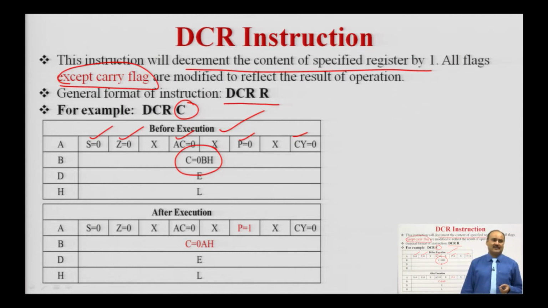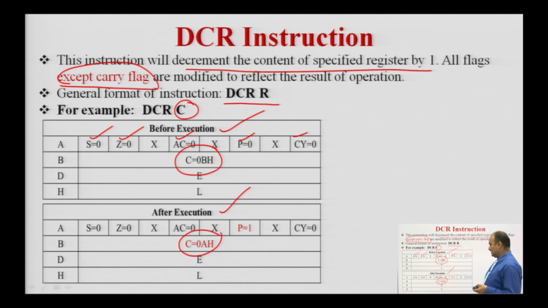When the microprocessor executes this instruction, that is after the execution of DCR C, it will decrement the content of C register. Previously the content is 0BH, after the decrement operation the content becomes 0AH. So, it is decremented by 1.